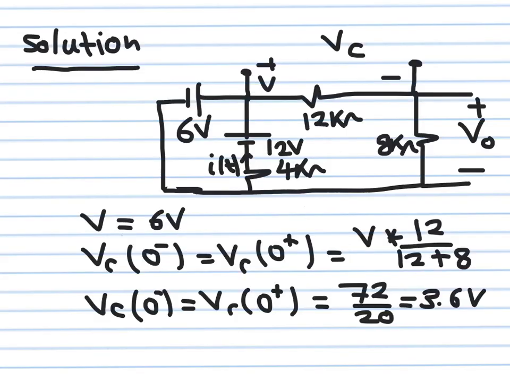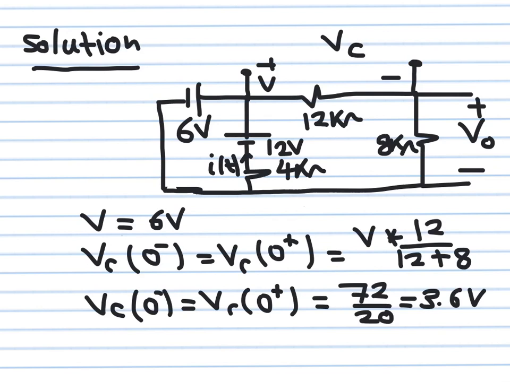Okay, so let's see how we're going to do that. I redrew the circuit again. I made the capacitor open circuit, because the switch is closed. You can see the switch is closed here, so we are still in the first stage. We would like to find the steady state voltage across the capacitor, which will serve as the initial voltage for the second stage when the switch is opened.